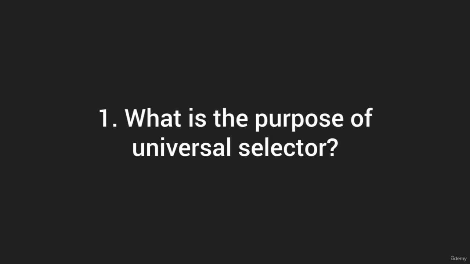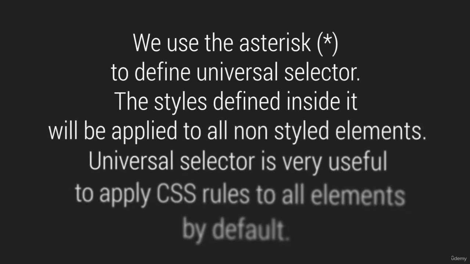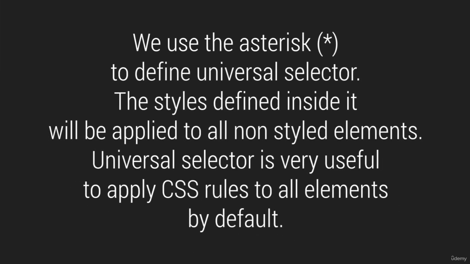So what is the purpose of universal selector? We use the asterisk and we define the styling. Whatever styling you define with universal selector is generally a set of style which you want to apply when there is no other styling applied. In a web page, generally we see that there are few padding or margin for all elements by default you want to apply. In such case, universal selector is also very useful.